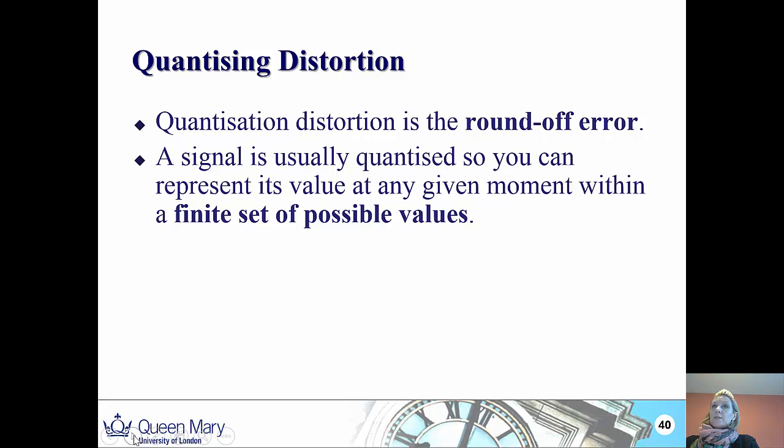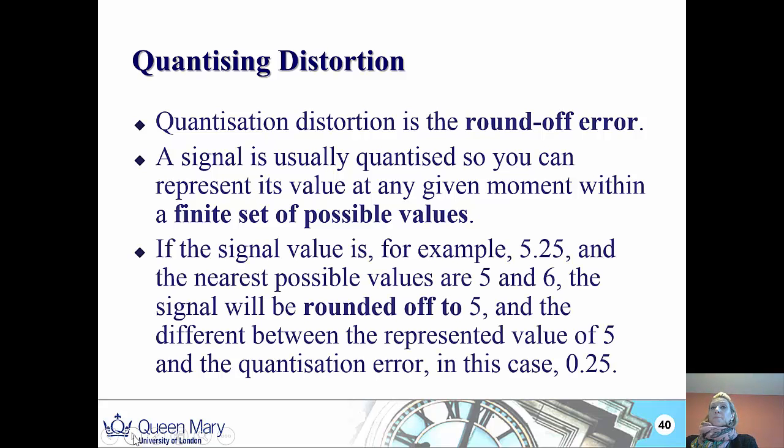Okay, so this signal is representing the value at any given moment within a finite set of possible values. We want to restrict the range of values which are actually captured in the continuous signal, in order to communicate them within a finite set of possible values, which are the digitized values that are communicated. So if the signal value is, for example, 5.25 and the nearest possible values are 5 and 6, the signal can be rounded off to 5.